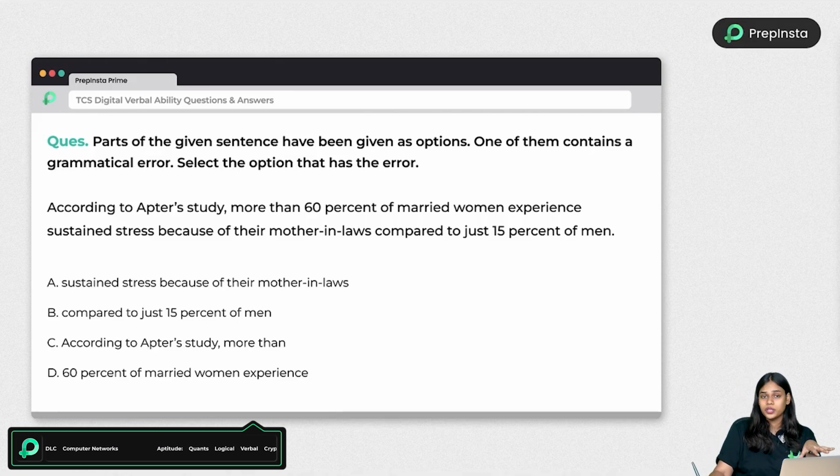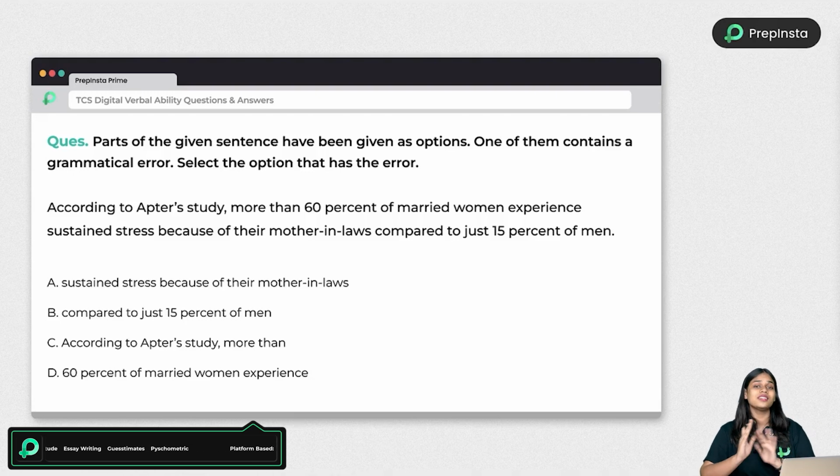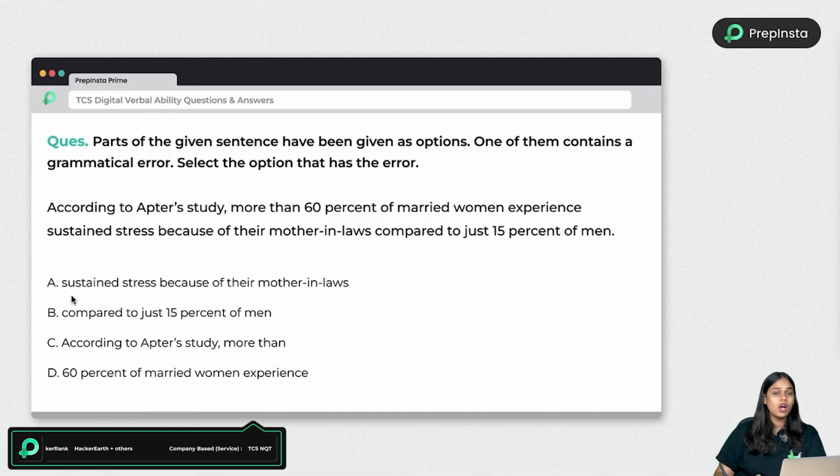Pause the video right over here. Solve the question within 30 seconds, come back, resume the video and see the explanation. If the answer matches, you are another step closer to getting placed in TCS Digital. If not, you are a step closer to getting prepared for TCS Digital. Alright? Okay, so let's talk about the solution here.